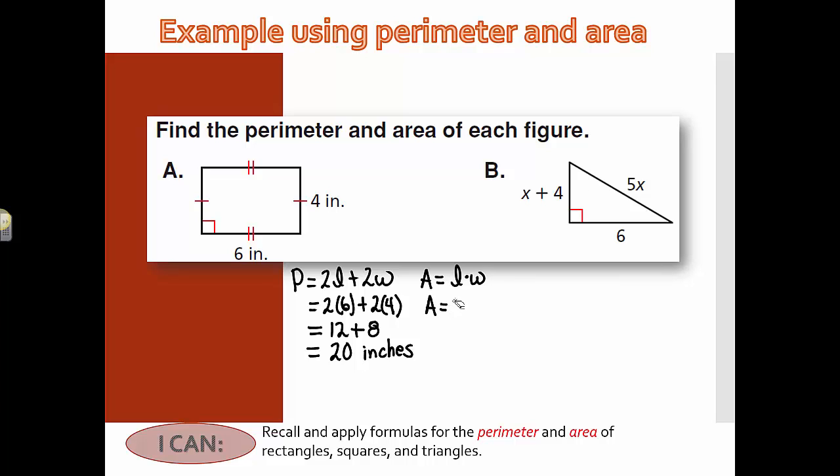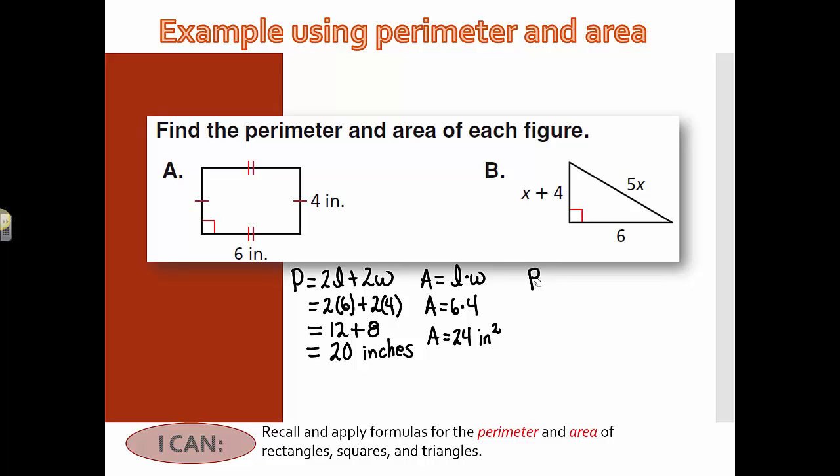Area in this case is equal to 6 times 4, and area would be equal to 24, and the units is inches times inches, so it's inches squared. For B, all of our side lengths have a variable in them. They're x. So our expressions for perimeter and for area will also have an x.